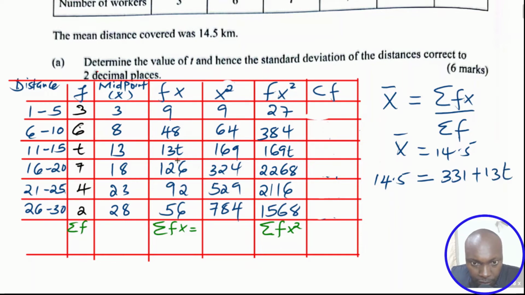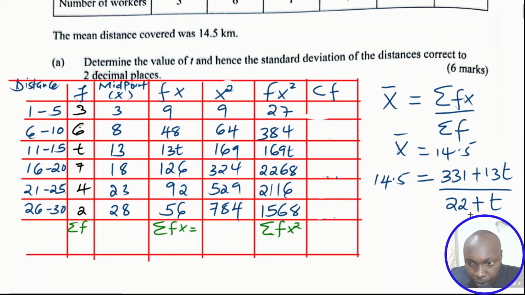That is when you add everything there, then divided by the summation of f. The summation of f here, we have 3 plus 6, 9. This is 16. 16 plus 6, this will give 22. Give 22 plus t, not 6. So when you add the summation of f, you add 3 plus 6 plus t plus 7 plus 4 plus 2, you get 22 plus t.